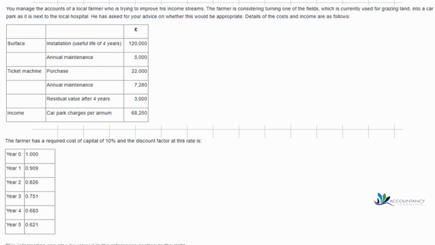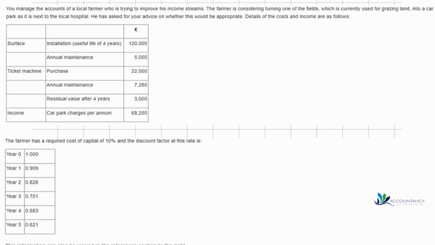Details of the cost and income are as follows. So we can see that you have to spend some money to change the surface of the field. At the moment it's just going to be mud and grass, and they need to probably tarmac that all over. But there will also be an annual maintenance cost of £5,000. There's also going to be a ticket machine for the parking, so that's going to cost £22,000. There's a maintenance of £7,280. But the ticket machine has a residual value, so at the end of the 4-year life we'll be able to sell it on to somebody else for £3,000.